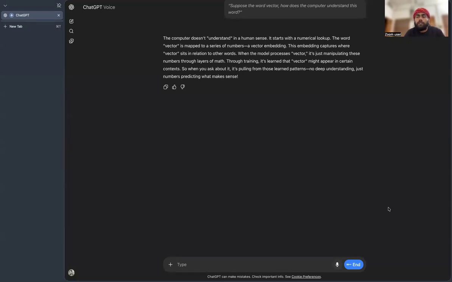What about making? So you didn't mention, did you mention that the word is converted into tokens and then tokens into vectors?